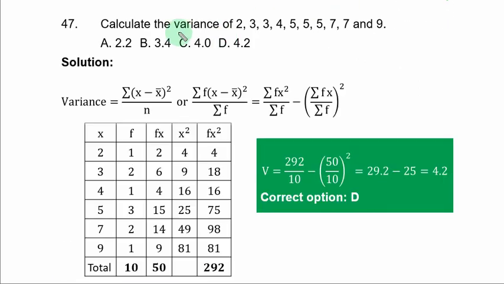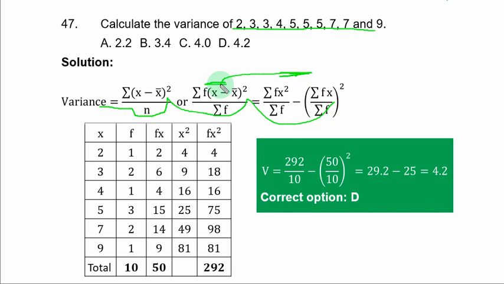Question 47. Calculate the variance of 2, 3, 3, 4, 5, 5, 5, 7, 7, and 9. Variance is calculated using this formula. This is for ungrouped data, and this is for grouped data. This is the expanded form of this one, so both are the same. So we go by the last two, any one of your choice.